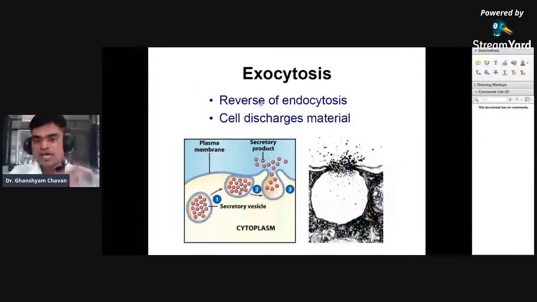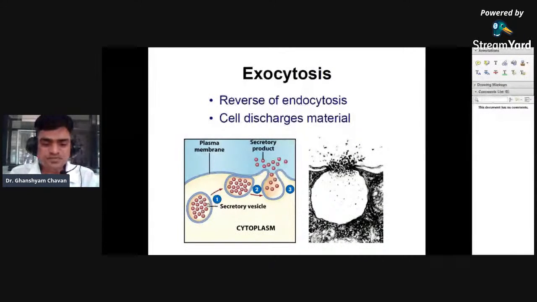Now, exocytosis. What is exocytosis? It is nothing but the process of throwing outside, the movement of the internal part of your cell to go outside. That process is called exocytosis. It is the reverse of endocytosis, just the opposite process, and the cell discharges the material. Due to the budding or breaking of the cell membrane, whatever unwanted materials are inside our cell in the secretory vesicles, they are thrown outside.